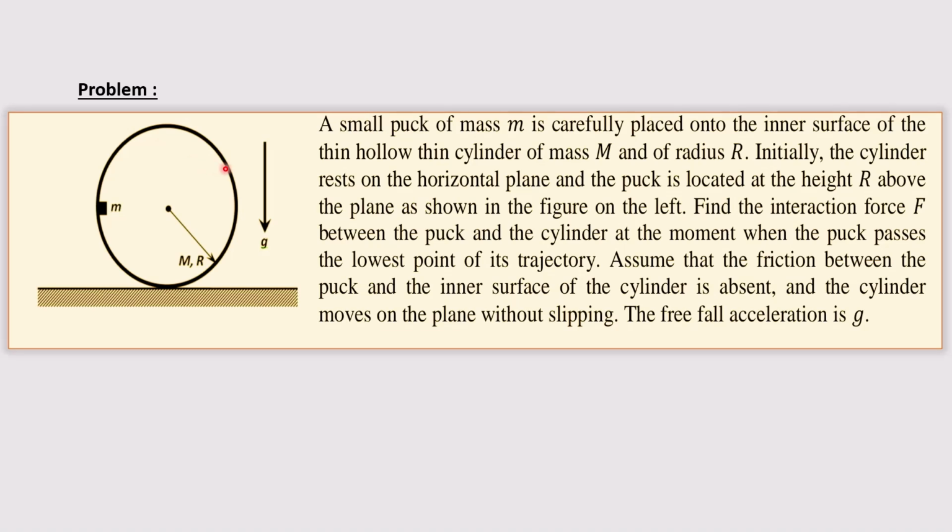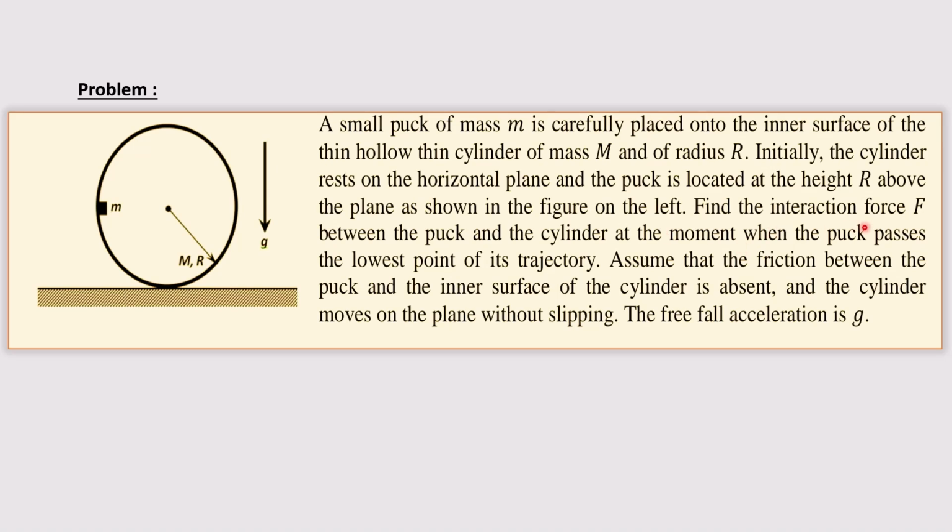In this problem, there is a small puck of mass small m, which is carefully placed onto the inner surface of the thin cylinder. The mass of the cylinder is capital M and its radius is capital R. Initially, the cylinder rests on the horizontal plane and the puck is located at the height R above the plane, as you can see in this picture.